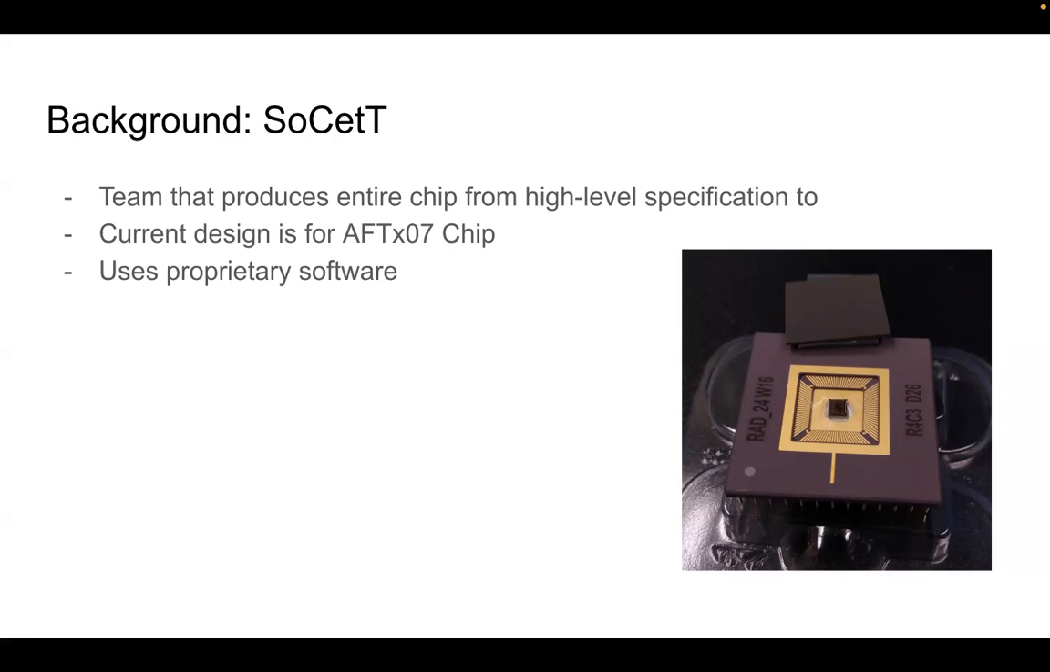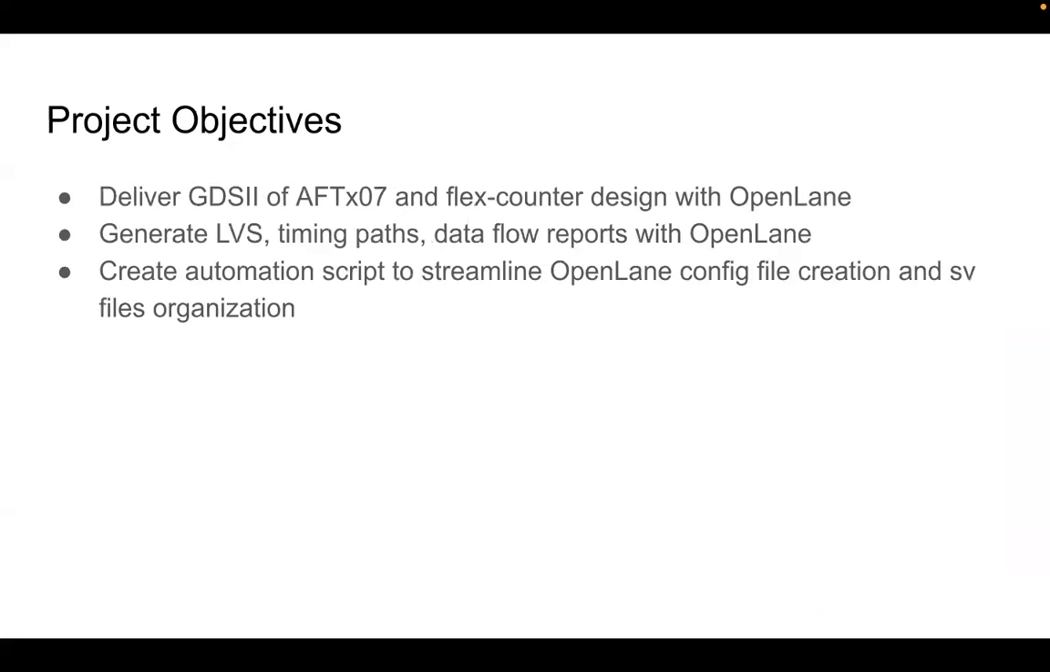However, Socket uses proprietary software that we've been licensed to under an educational license, and it's really complex to use. It's unmaintainable in some cases as we're using older software and we can run into a fair amount of bugs. So some of the project objectives for this semester are to use OpenLane, as specified earlier, to deliver a GDSII file, basically a layout file, of the AFTX07 that was mentioned previously, and also the flex counter design, which is a basic design as well, using the automated design flow in order to generate this layout itself.